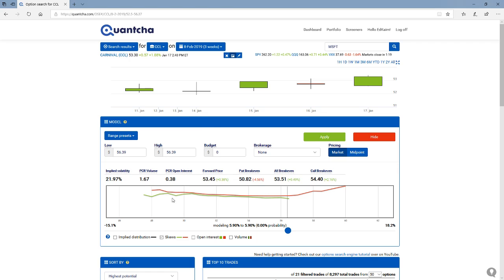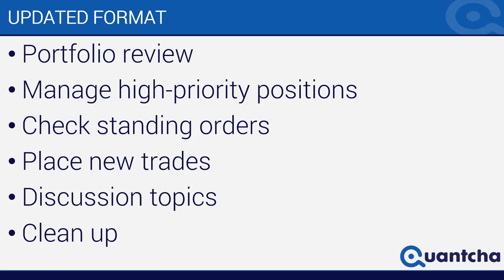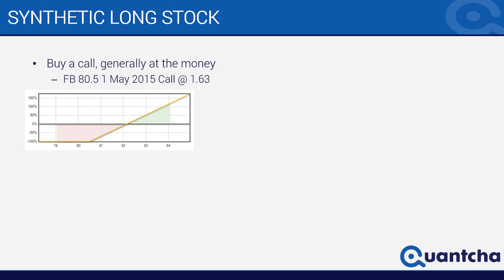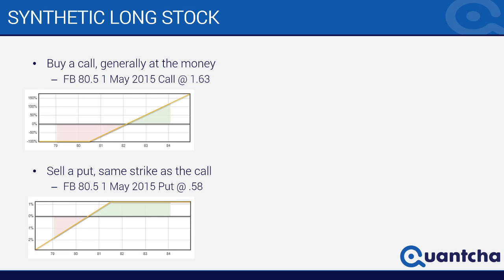So when I switch over here, I'm going to try to talk about this idea of the synthetic long stock. So kind of table the dividend discussion for a second. The synthetic long stock is the idea that you would buy a call at the money. And I'm taking content here from an old video we did a couple years ago, so that's why it's a May 2015 reference to an option. But this was an example of a synthetic long for Facebook. And the idea is you buy that call right around the money. At the time, Facebook was trading around $80.50. At the same time, you sell a put at that same strike.